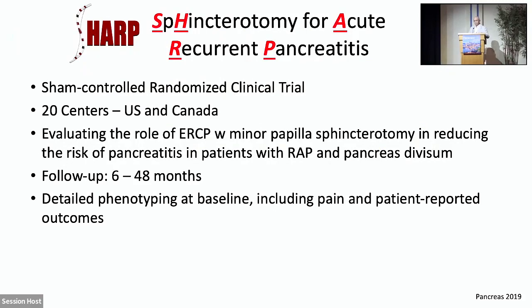Now, this is a trial where we are looking at a very specific subgroup of patients with recurrent acute pancreatitis who also have pancreas divisum. These patients are very carefully being followed, although the primary outcome of interest is whether ERCP and minor sphincterotomy would reduce the risk of subsequent attacks. But we are collecting information in these patients for several other things. So we will be able to understand the outcomes that would occur in this population over a short and intermediate term, and also a lot of patient-related outcomes, or reported outcomes, sorry.